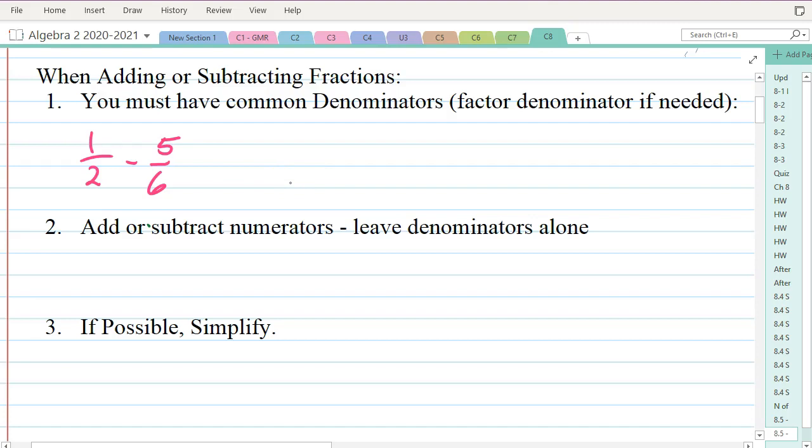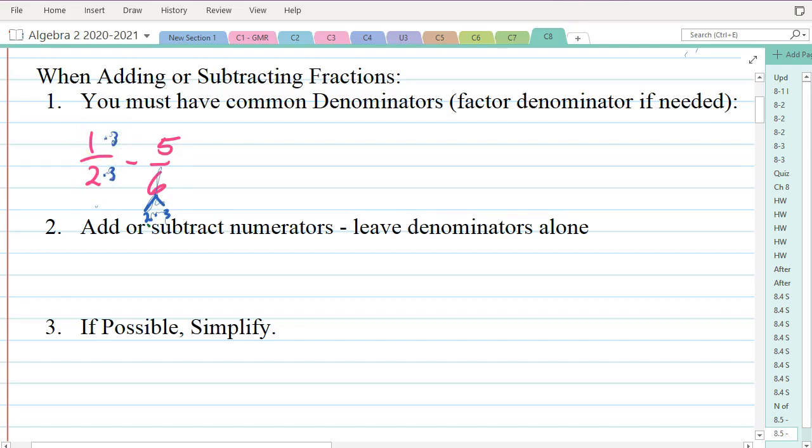We have 1/2 take away 5/6. In order to get common denominators, I need to figure out what I have to multiply the 2 by to make it look like a 6. If we need to, for bigger problems, we can actually factor that and say that 6 is 2 times 3. Well, if 6 is 2 times 3, that means I need to multiply the 2 times the 3, because that's the piece that's missing. Whatever I do to the bottom, I do to the top.